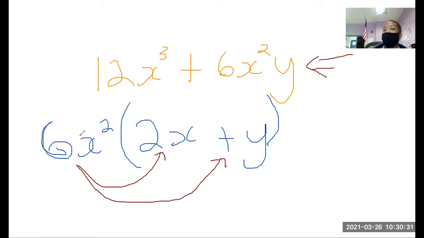So we could have done 3x, but it's not the greatest. It's a factor, but it's not the greatest factor. We could have done 6x, but it's not the greatest because x squared could go into both.